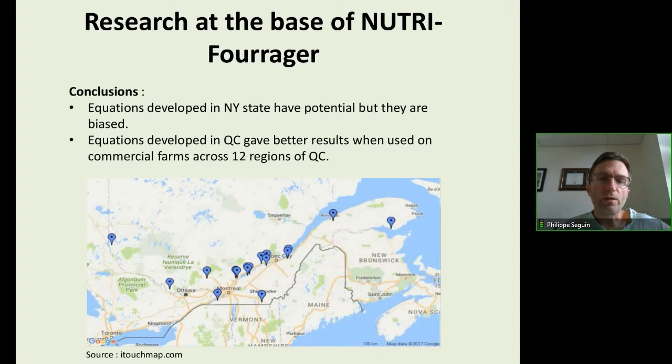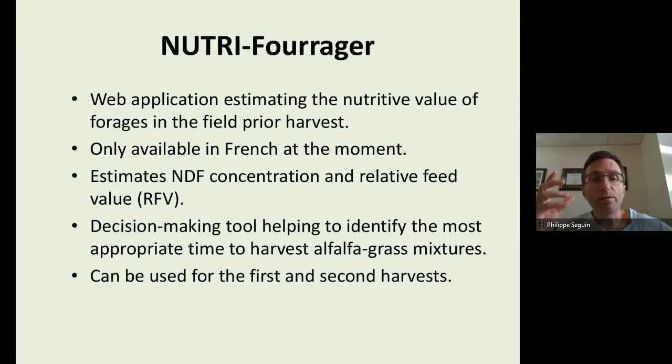And what we found is that across 12 regions of Quebec, really covering most of the province, ranging from Abitibi-Témiscamingue to Gaspésie, going through the areas between Montreal and Quebec City, the equations that were developed in Quebec gave better results when used on local Quebec commercial farms. So this led to the development of new equations, and they are really, as I mentioned before, at the base of this web application called Nutrifoliage.